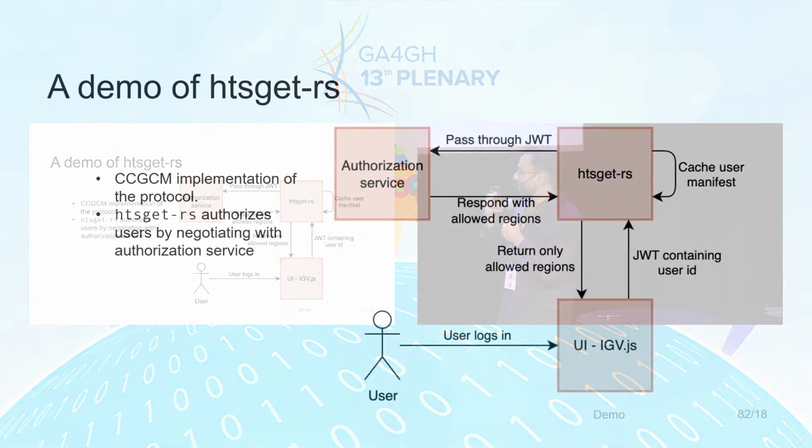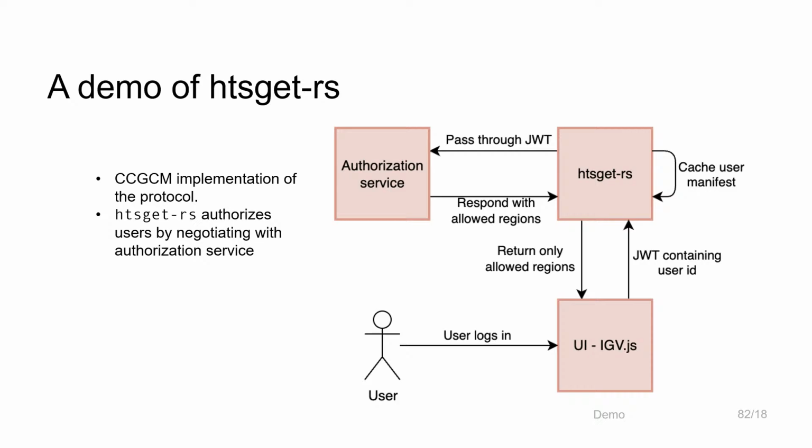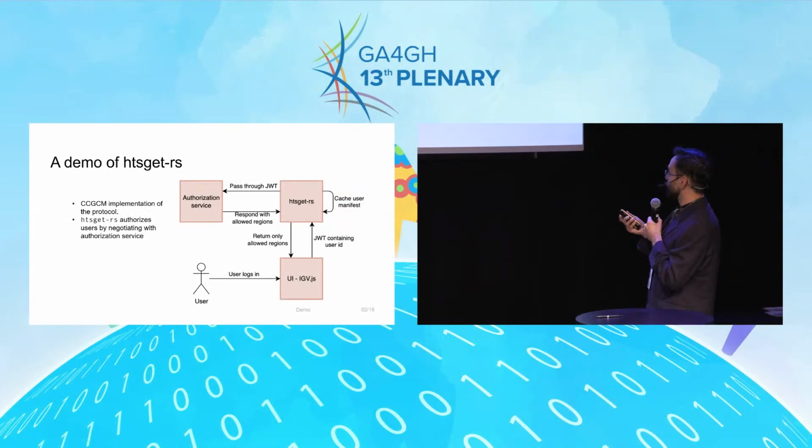htsget-rs is an implementation of the server that we've done at CCGCM, alongside Roman, and it has authorization logic that allows a user to log in through a UI portal, which then allows the request to go up to the htsget server. The htsget server will authorize that using an authorization service, and the authorization service allows that user to see the data that they're authorized to view.